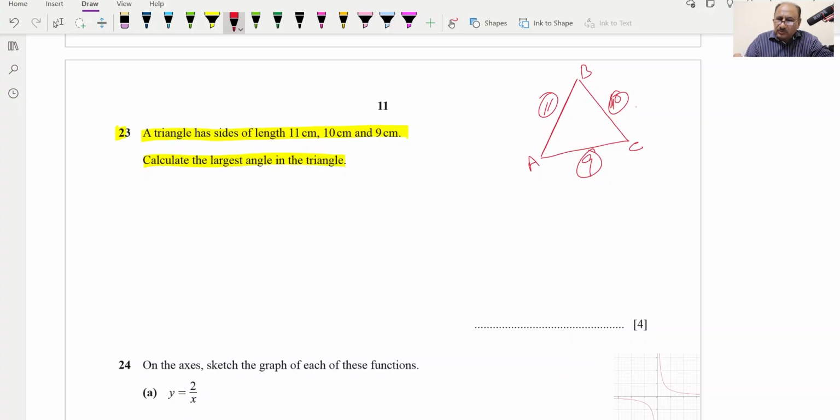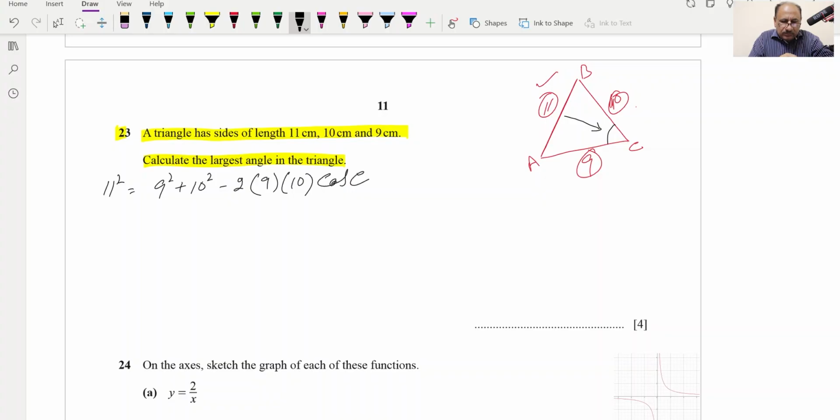For the largest angle, we take the longest side, since they are asking for the largest angle. So we will be applying the cosine rule. 11 squared will be equal to the other two sides squared, so 9 squared plus 10 squared minus 2 into 9 into 10 into cos of this angle. Cos of angle C will be opposite to 11, so we will take cos C.